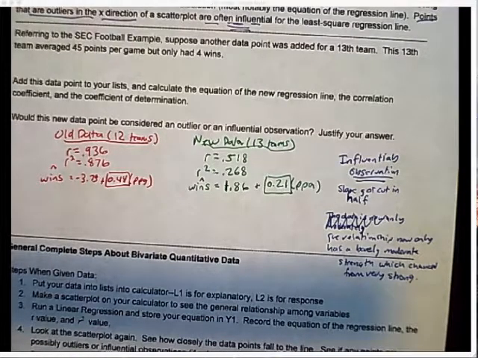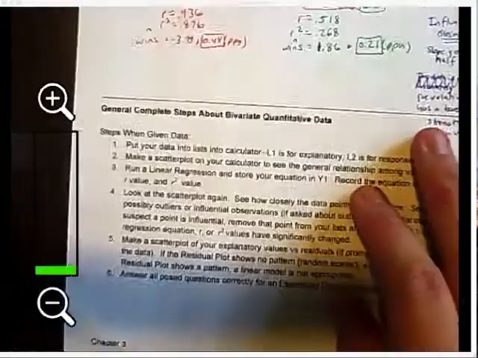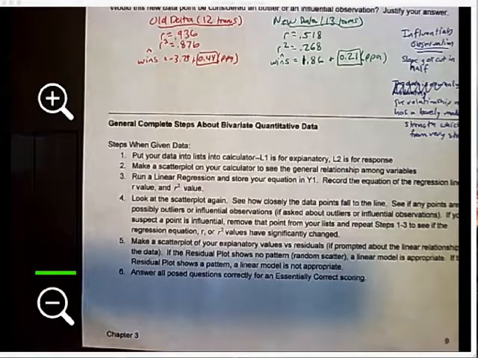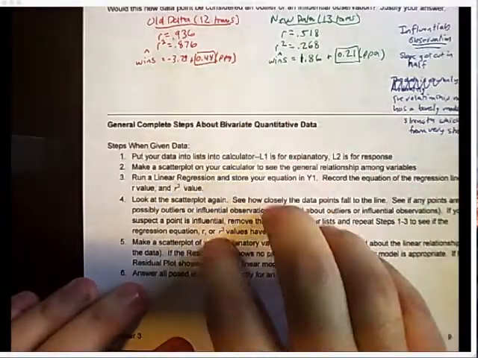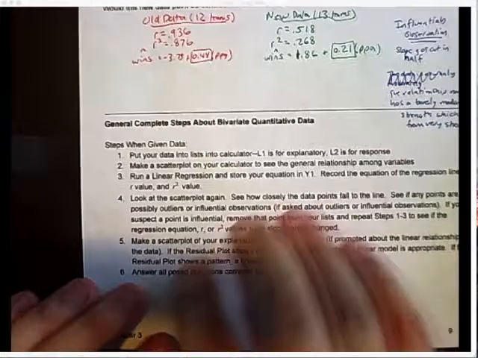That's how you decide. I'm not going to read the bottom part of this to you. It's just general and complete steps about bivariate data, how you do it in the calculator, and what you need to think about. So just read that on your own.